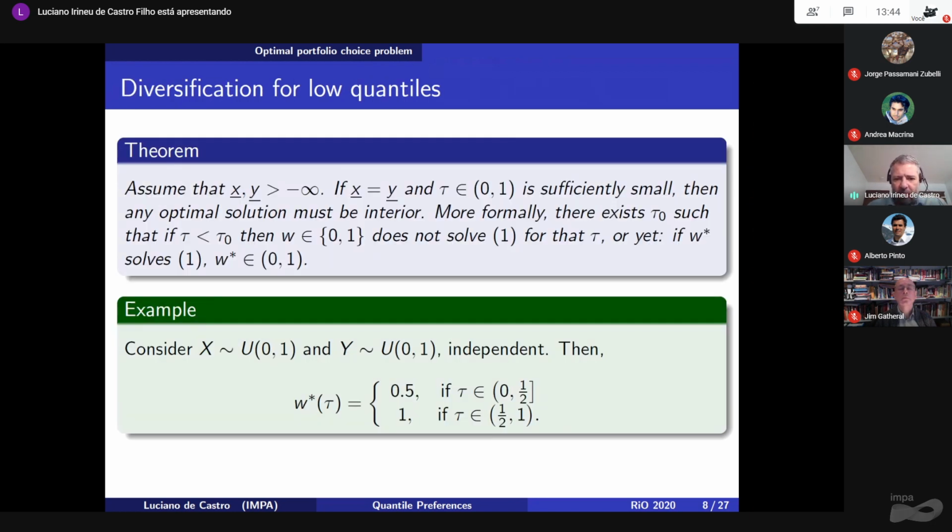So the first result says the following. If you have the same low end of the two intervals, then you have a threshold below which you can actually choose an interior solution. When you maximize wx plus (1 minus w)y, you take a w that's strictly between 0 and 1.